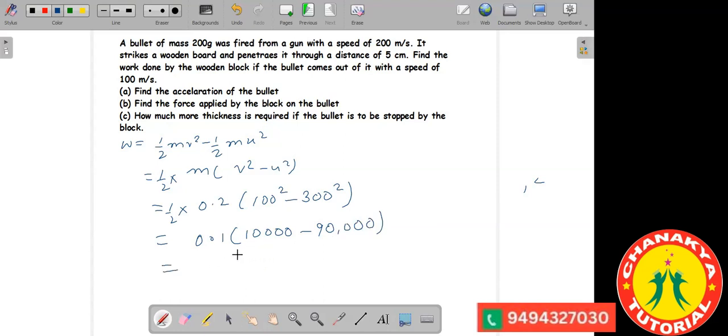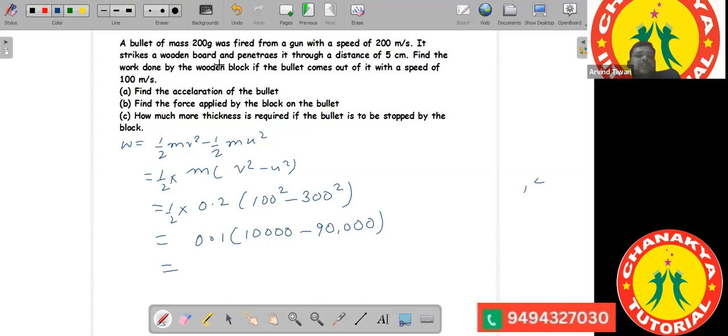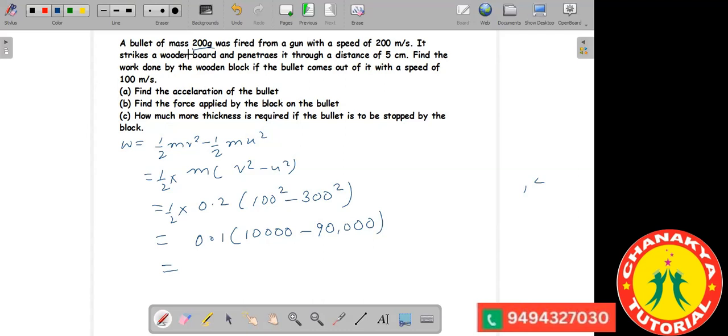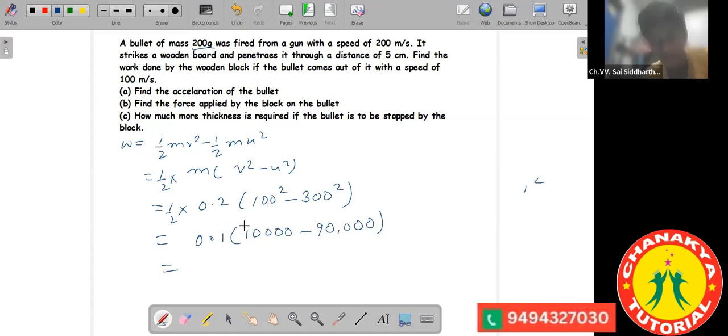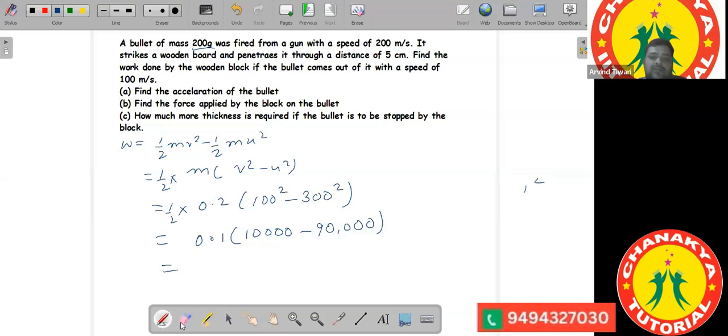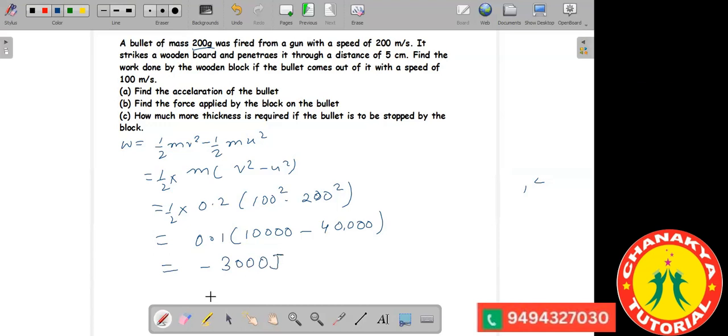Sir, didn't you change it to 200? That 200 was 200 gram only. No, sir, you changed the speed to 200 meters. Okay, the speed. Fine, so I need to change this speed, which I made 200. So this was 200 squared. It will become 40,000 then. So it's minus 3,000, right? Yes, sir, same. Okay.